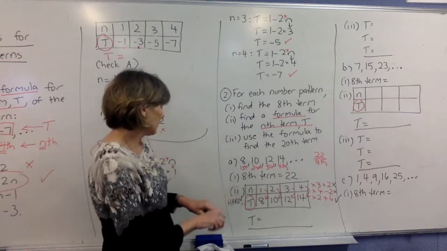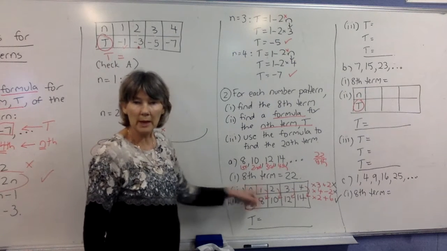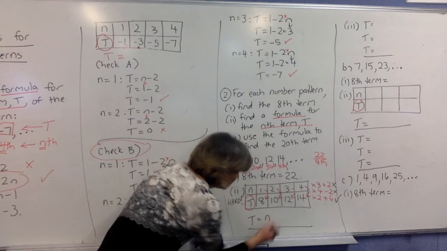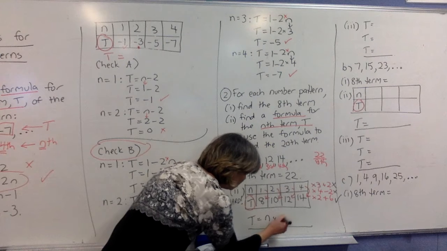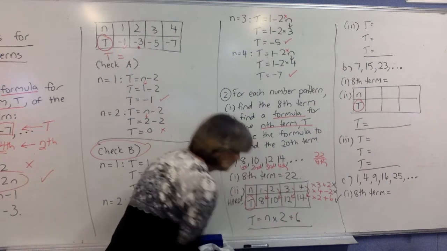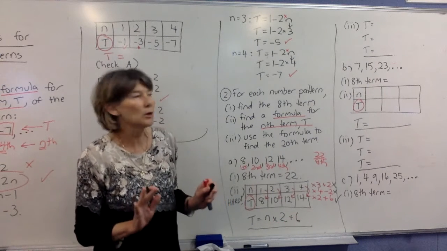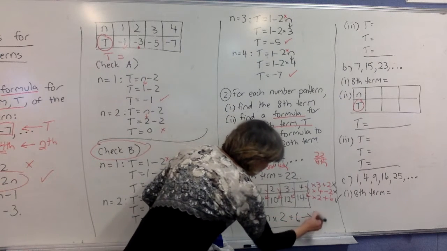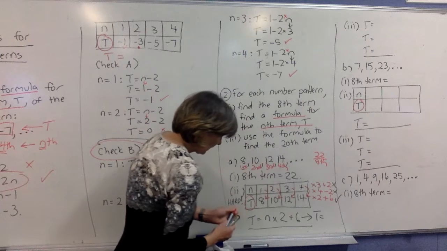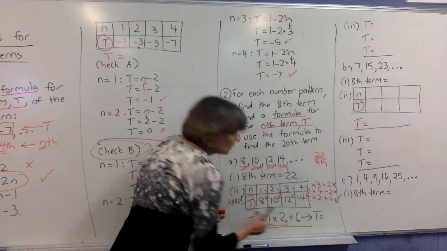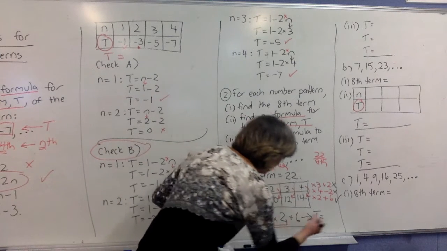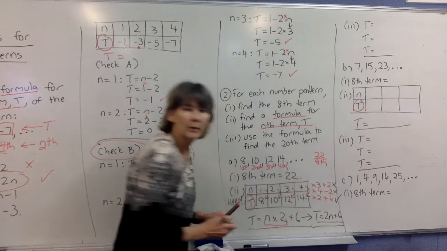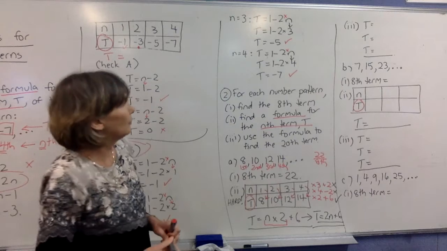So we're going to write t equals, because that's what we always start with, the bottom letter. So we take the n value, times by 2, and add 6. Now we should tidy that up and make it in short notation. So if we just write that out again, it's t equals n times 2 is just 2n. So we write 2n plus 6. Okay, so that's the answer that we want for our formula.